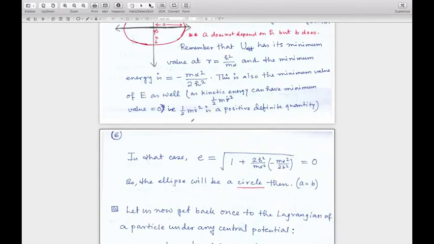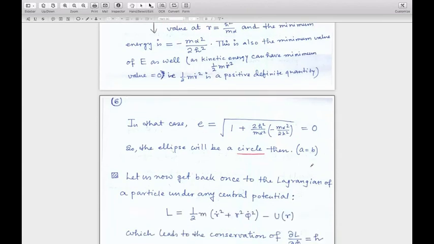But if it is possible, then you can simply write that in that case the eccentricity e will be square root of 1 plus 2Eh square by m alpha square, and E will be E minimum, which is minus m alpha square by 2h square, and that will give minus 1. So e will be 0. And what is the meaning of e equal to 0? That means the ellipse will be reduced to a circle. Now that means that a is equal to b.